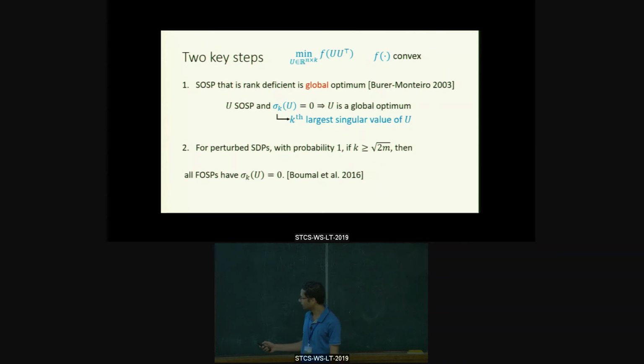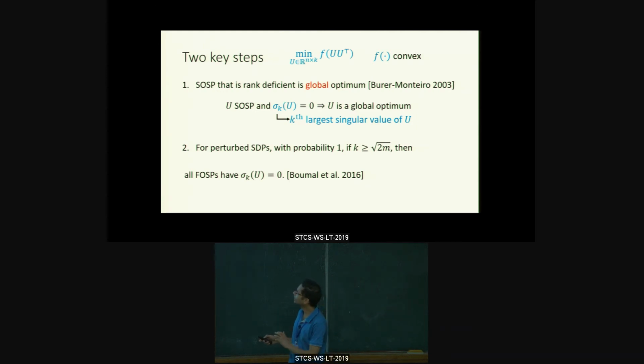And the second one is that for perturbed SDPs, when we add this Gaussian noise or whatever, with probability 1, if the inner dimension k is large enough, about square root m, then all first order stationary points have smallest singular value equal to 0. So the main idea is that you take a second order stationary point, and second order stationary points are also first order stationary points. So by the second point, we know that they have sigma k of U equal to 0. Then you plug that in here, and it means that U is a global optimum. So this basically says why all second order stationary points are global optima. Okay.